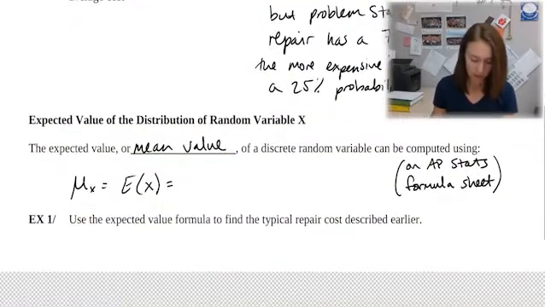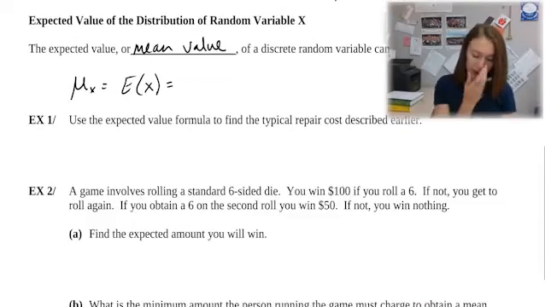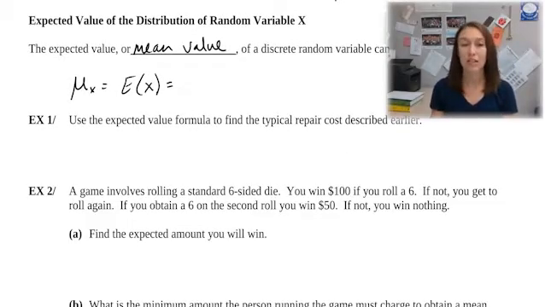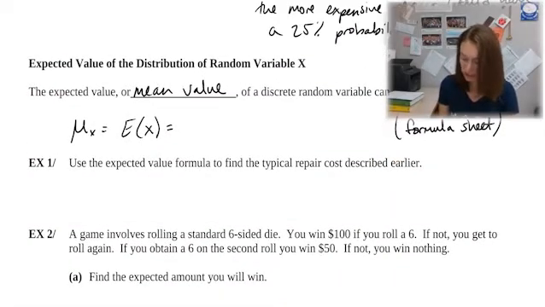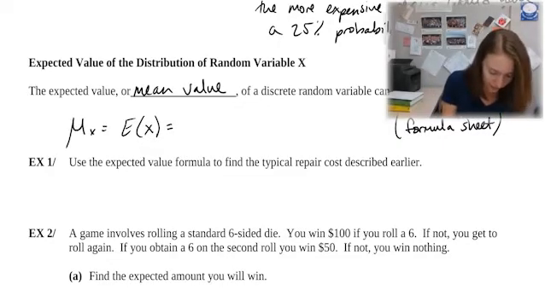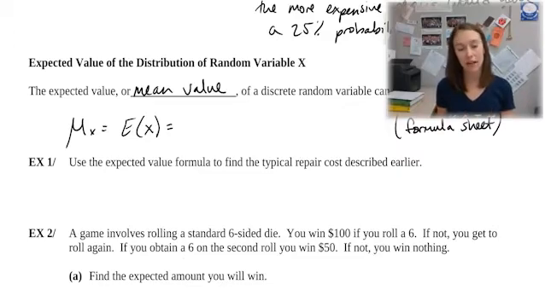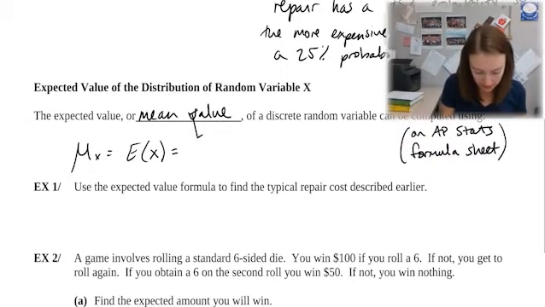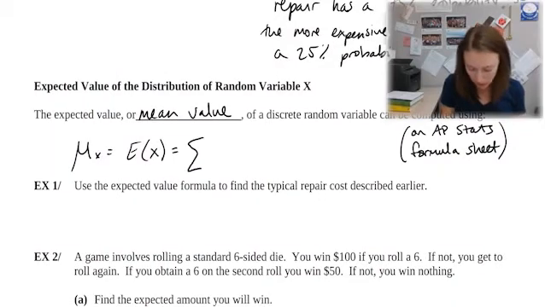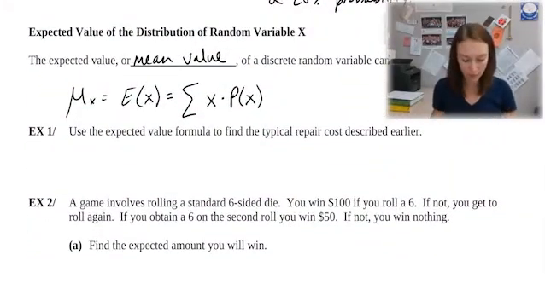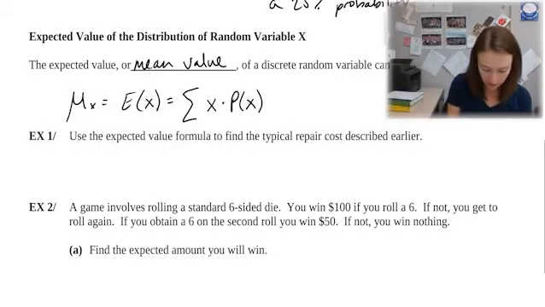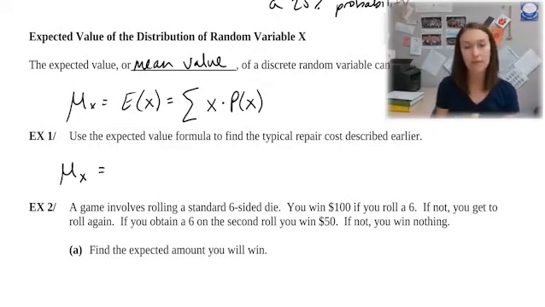To do this problem, we can use the expected value equation from AP Stats, and we can find this on our AP Stats formula sheet. The expected value, or mu, this little symbol here, a Greek letter mu sub x, or E of x, you'll see it both ways, is the sum of each x value times the probability of that x value.